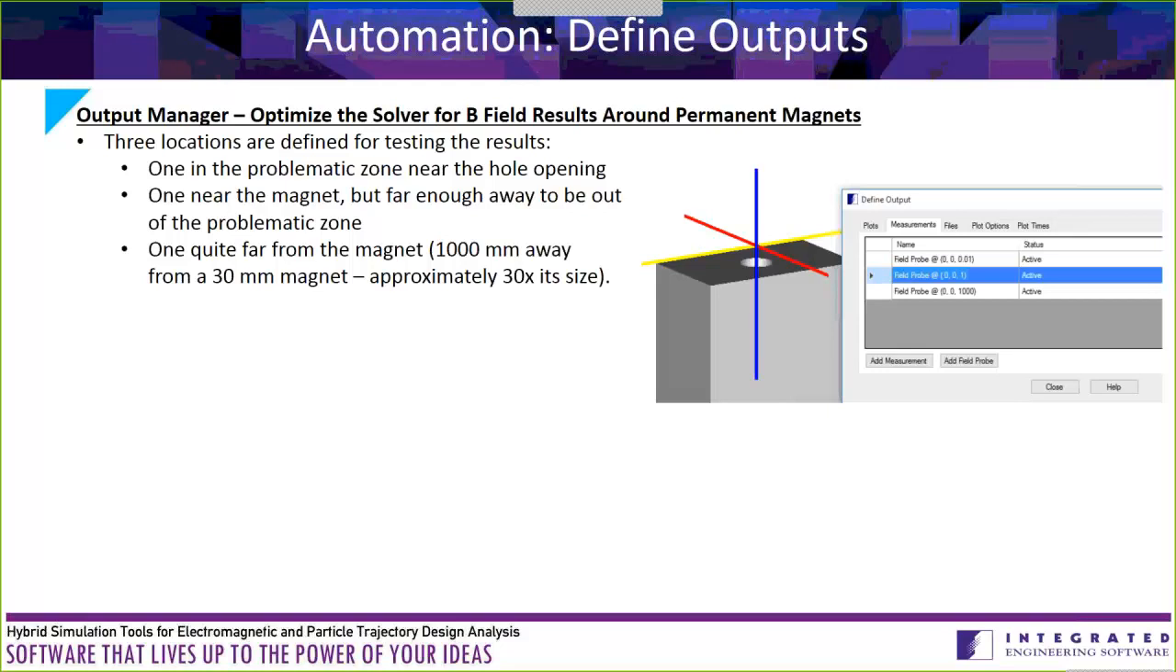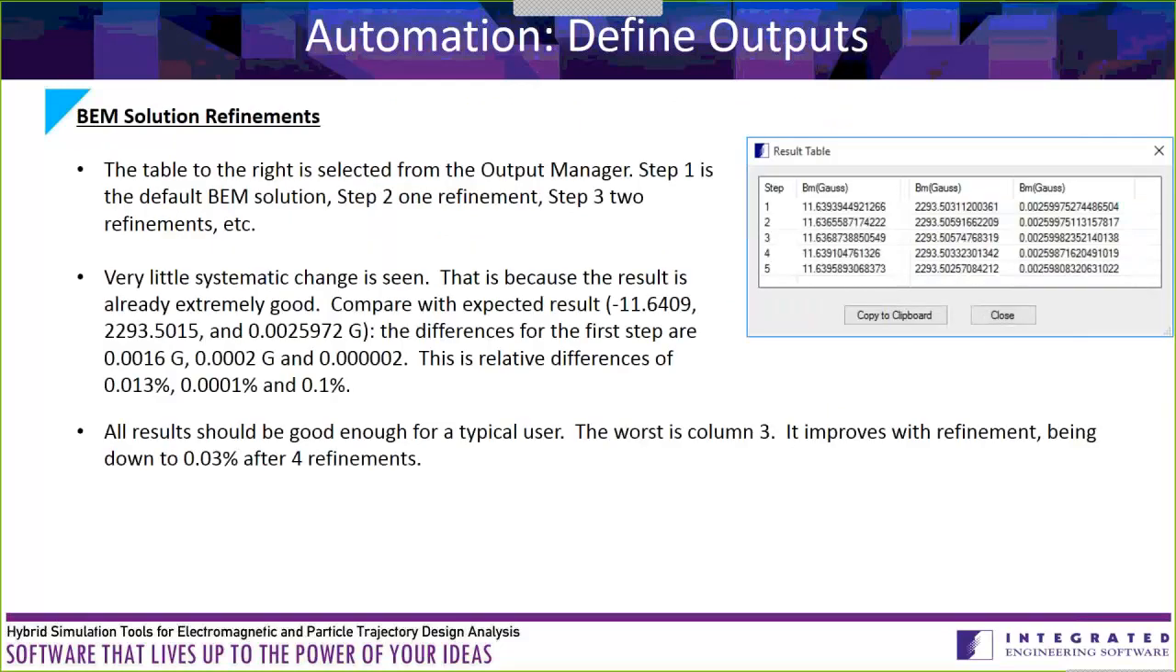And because of that, we can use analytic formulas to predict exactly what the answer should be at any of these points for comparison. And I simply picked 3 points, one right in the problem zone, one just generally close to the magnet, and one a distance 30 times the magnet size away. So that is going to potentially challenge the solvers in different ways.